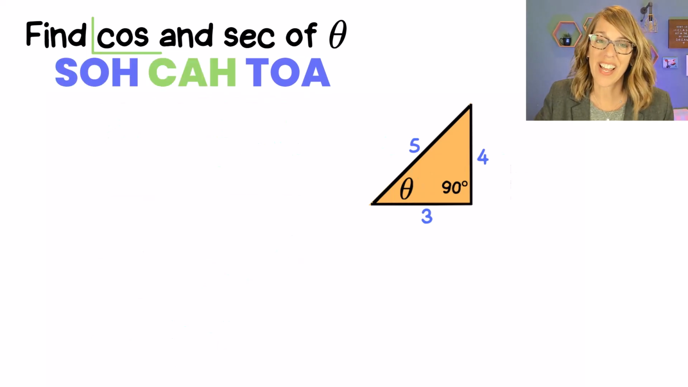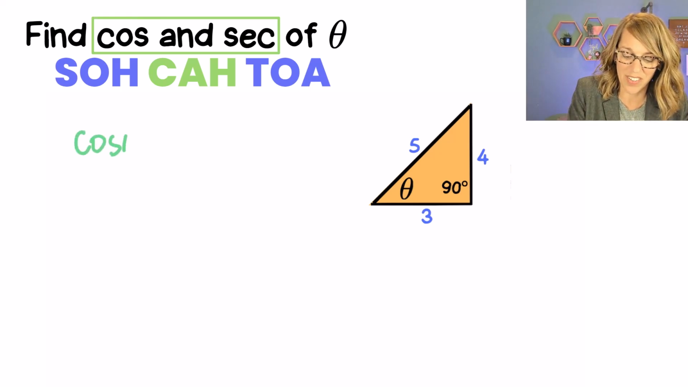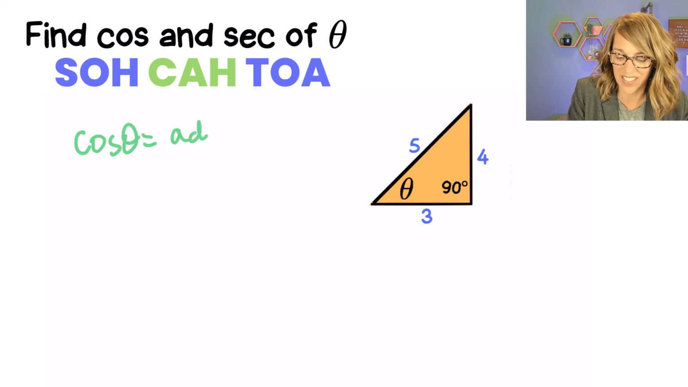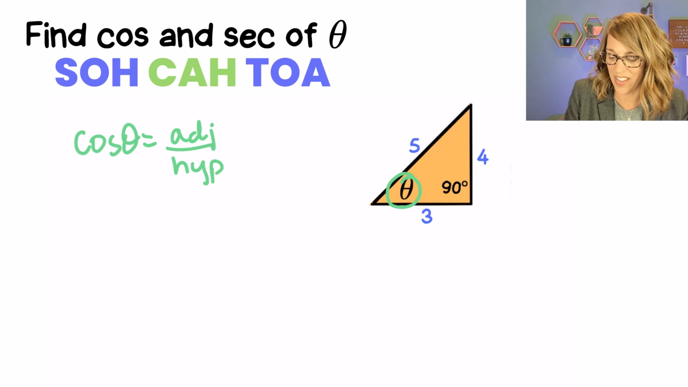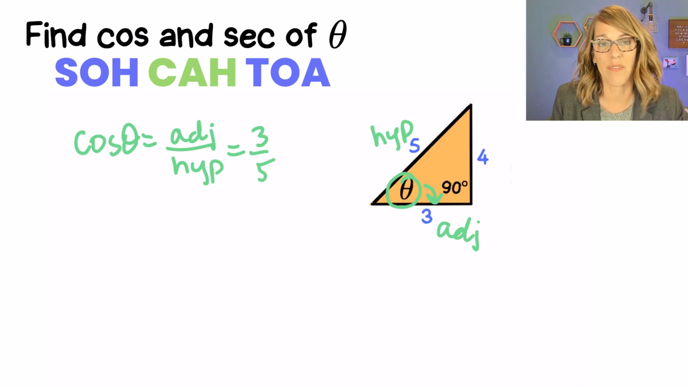Next up is cosine, and cosine is adjacent over hypotenuse. So we say the cosine of theta is adjacent over hypotenuse. I find that angle theta, adjacent is 3, and my hypotenuse again is 5. So the trig ratio that I get here is 3 over 5.